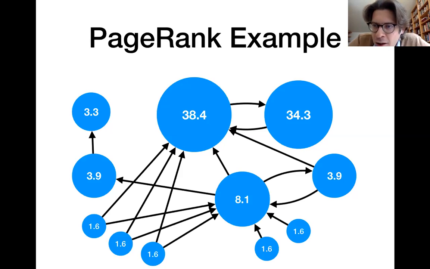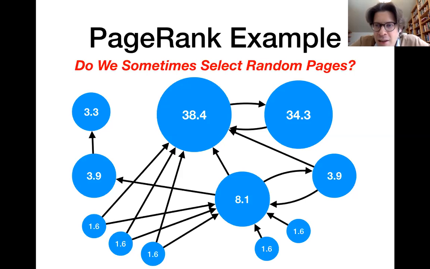I told you before that optionally we can allow the random surfer to jump to a random page with a certain probability alpha. When looking at this graph, can anyone tell me whether we used this option in this case? In order to generate the PageRank values here, did we allow the random surfer to jump to randomly selected pages with a certain probability? Does anyone see an indication which version we were using here?